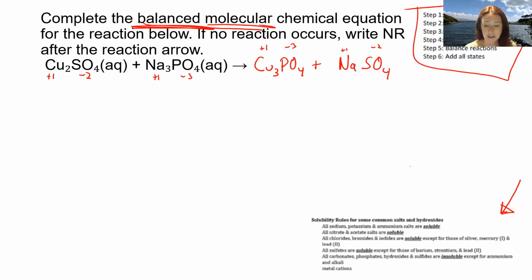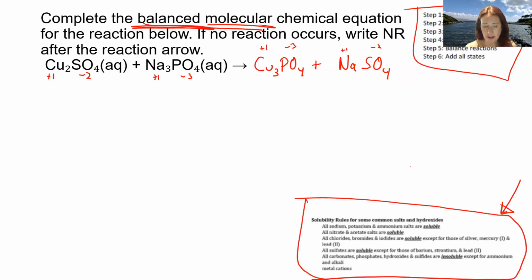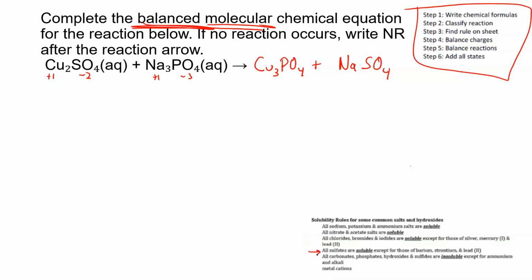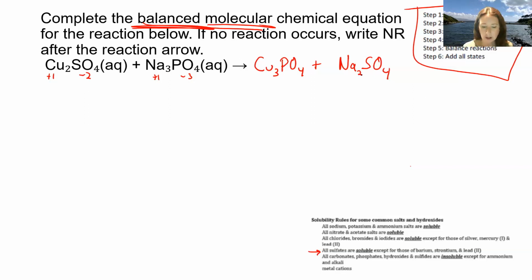For our states, again, we'll look here, or we can use the Chem 101 solubility table. It works the same. I personally kind of like theirs a little bit better. But when we look at this one, our sulfates. Doesn't it equal Na2SO4? Thank you. Yeah, I forgot the 2. All sulfates are soluble except for barium, strontium, or lead. Well, this is neither barium, strontium, or lead, so yes, this is soluble. All right, phosphates.